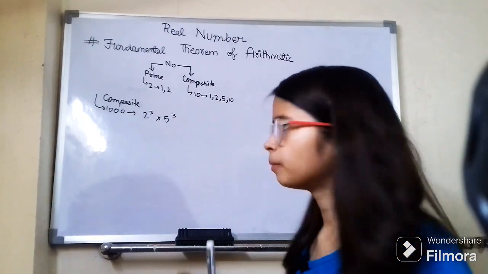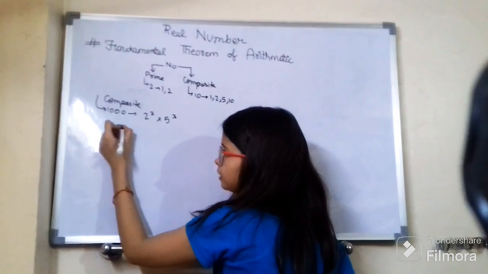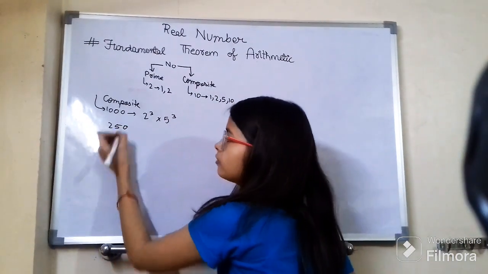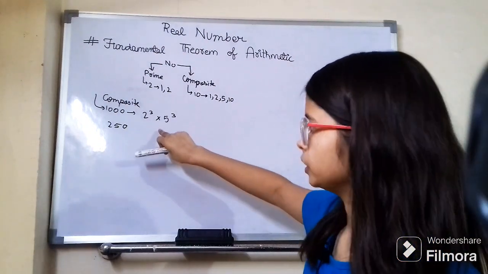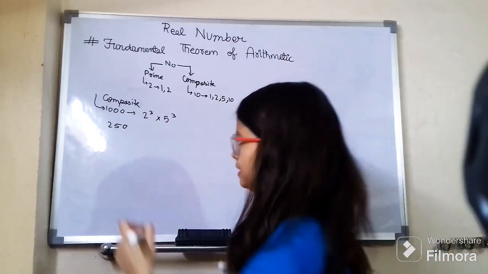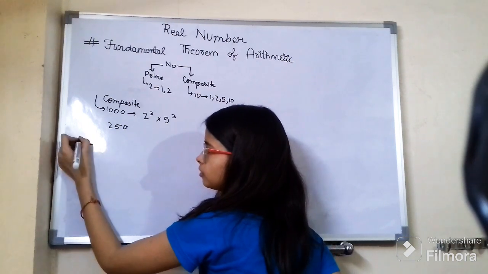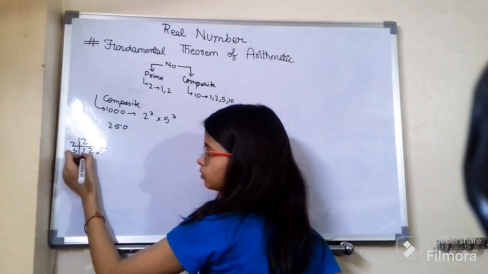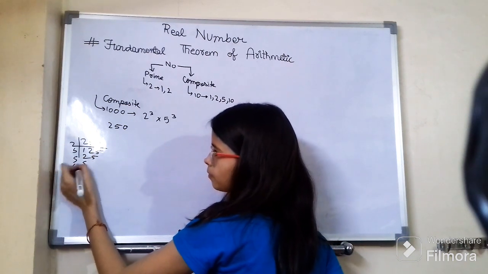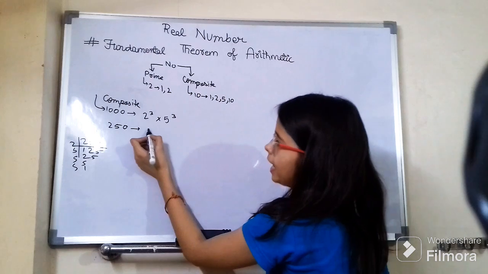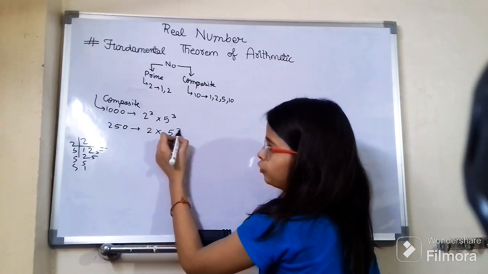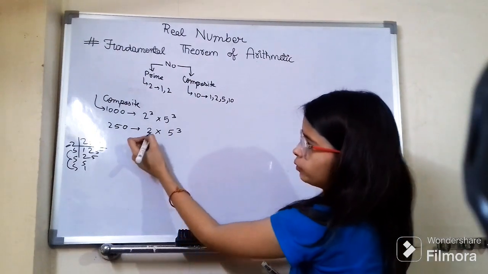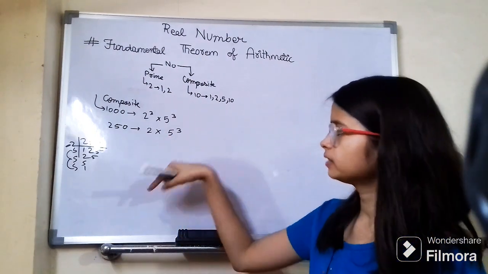If we talk about some other number, for example 250, that is also a composite number. Let us first see how to represent it in this form. We have to find out its prime factors like this. So we can represent 250 as 2 into 5 cube. We got 5 three times and 2 only one time, that is 2 one time and 5 cube.